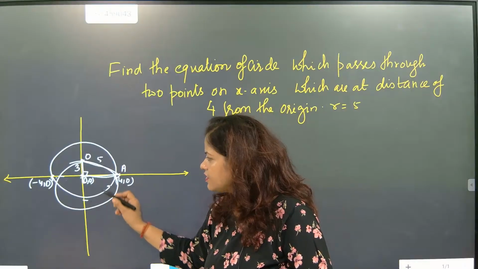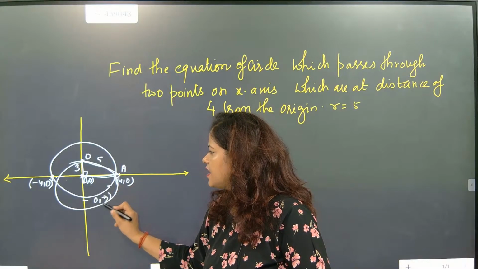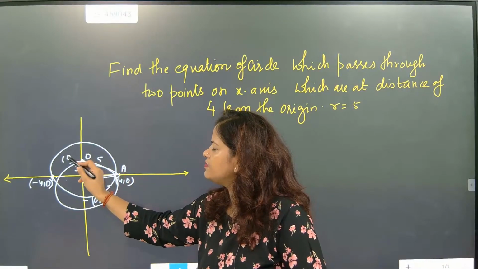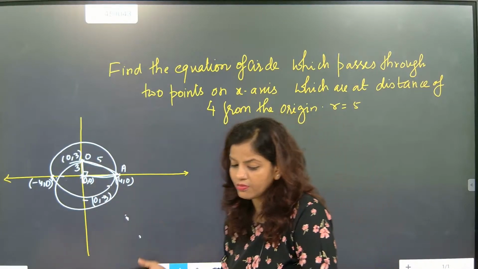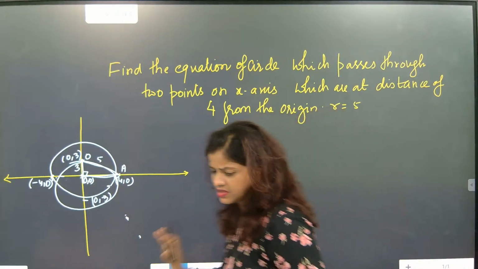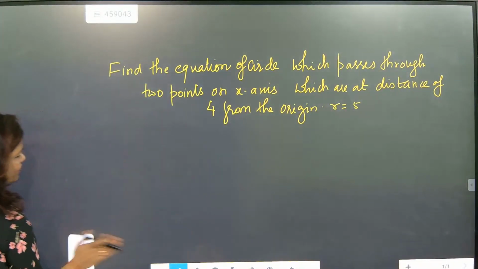That time the center of the circle will become 0 comma minus 3. Here the center of the circle will become 0 comma 3. How is the center of the circle coming 0 comma 3 and 0 comma minus 3? Let's write this one finally.